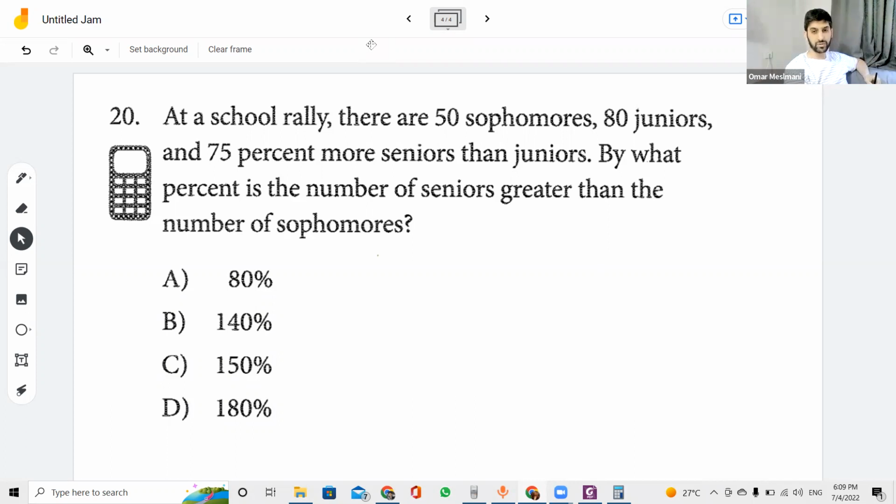All right, what we have to do first, I guess we have to find how many sophomores we have, or wait, 75% more seniors than juniors. I guess we have to find how many seniors we have. That's the first step. So I guess the first step is to find the seniors, then I will find the percent of how many more. Okay, let's read the question carefully. Everyone, stay with me for a minute, please.